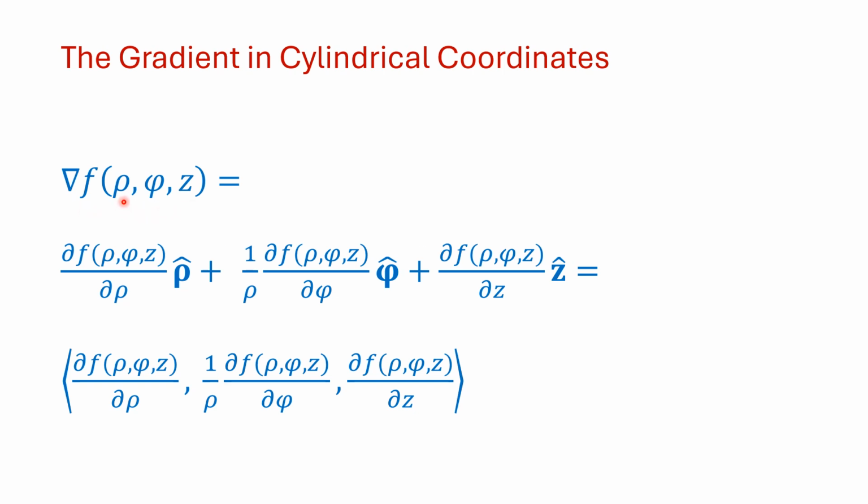The gradient of f of rho phi z is the partial of f with respect to rho times the unit vector in how far out we are, the radius, plus 1 over rho, the partial of f with respect to phi, phi being the angle, and the partial of f with respect to z. Or in our bracket notation, it's exactly the same thing, except we don't have the unit vectors explicitly shown.